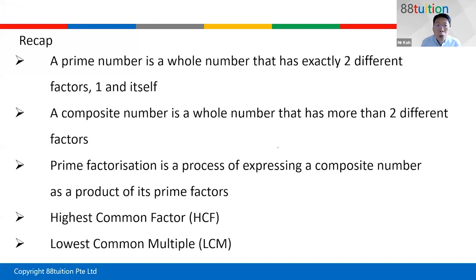So recap. What exactly is a prime number? Since you already went through this with your teacher, a prime number is a whole number that has exactly two different factors, one and itself. So every time you come across this type of sentence, the next question that people will test you on is: is 1 a prime number?